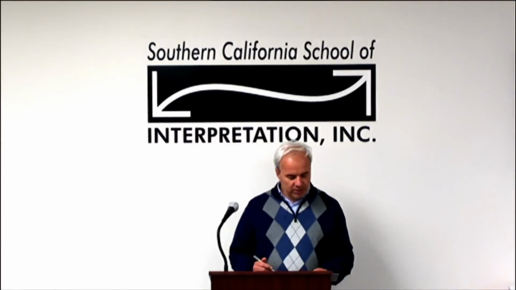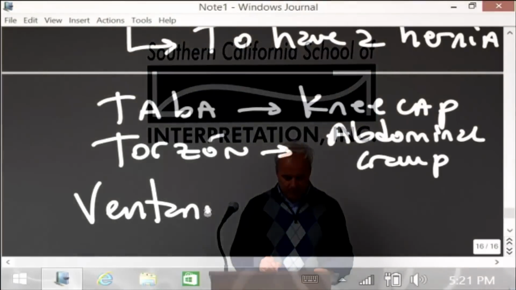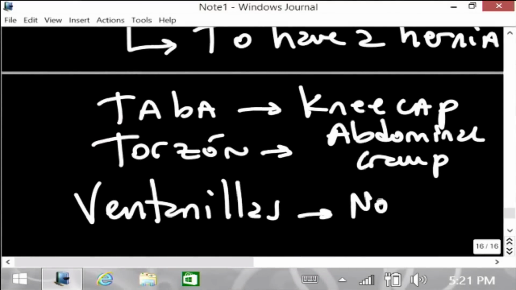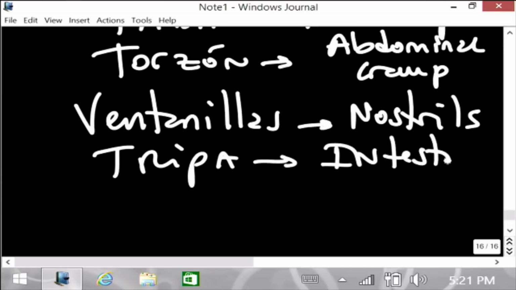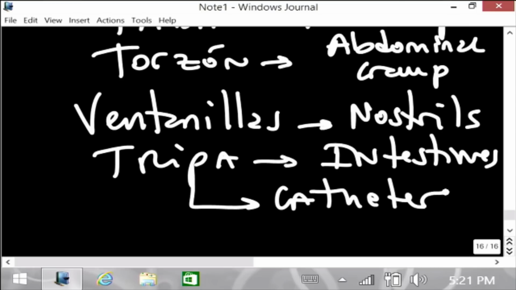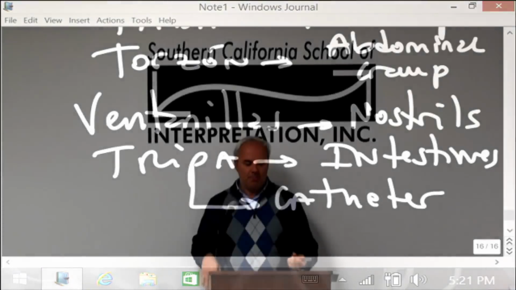And we're almost done with this terminology here. Ventanillas, nostrils. Nostrils, with plural, yes. So, oh, and there's one I forgot here. Tripa comes from an animal. It's basically intestines. But it could also be catheter. A veces dicen, oh, me van a meter esa tripa. Really, catheter, okay? But if it says me duelen las tripas, it refers to intestine.